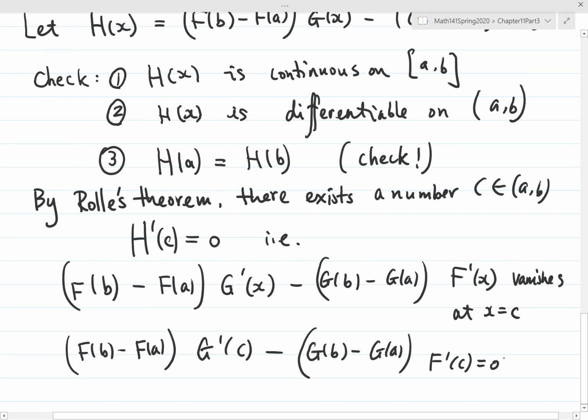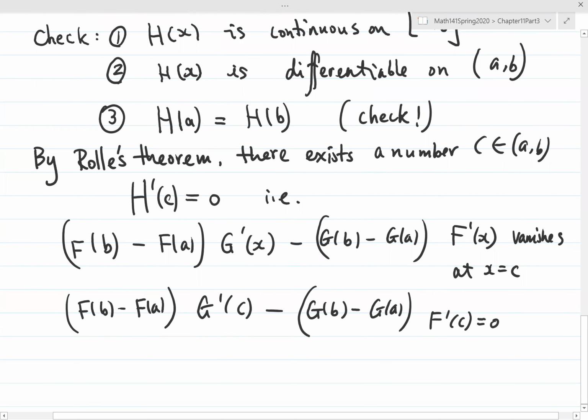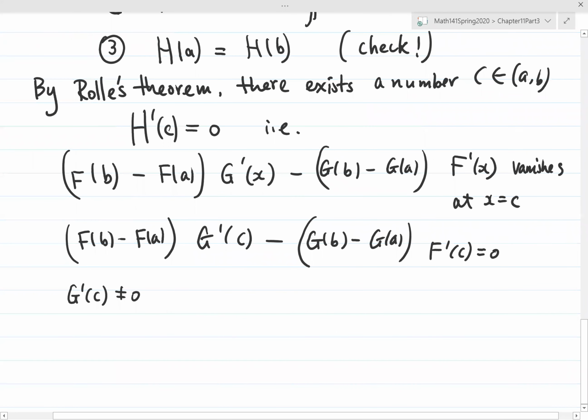Now if you rearrange, we know g prime is non-zero by our assumption, so you can divide. Rearrange this, you get F derivative over g derivative, and this is actually equal to (F(b) minus F(a)) over (g(b) minus g(a)). Of course, g(b) minus g(a) is again non-zero.